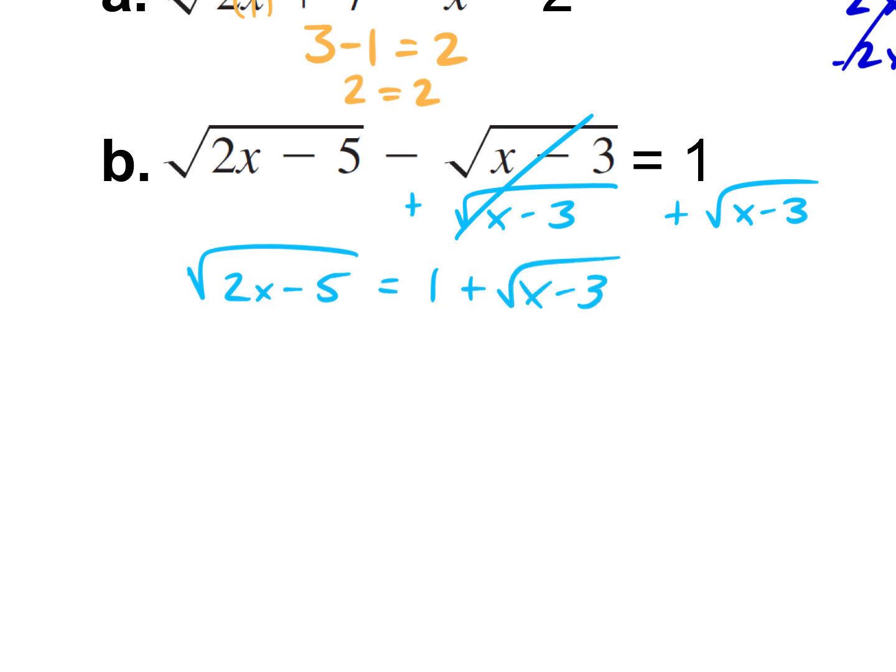You can't just square both sides from the beginning, because then you'd end up having to FOIL out 2x minus the square root of 2x minus 5 minus square root of x minus 3. It's just a lot more work. So isolate one of your radicals before you square both sides. So from here, we're going to square both sides. Square root and the squared cancels. 2x minus 5 is equal to, what do we do next?